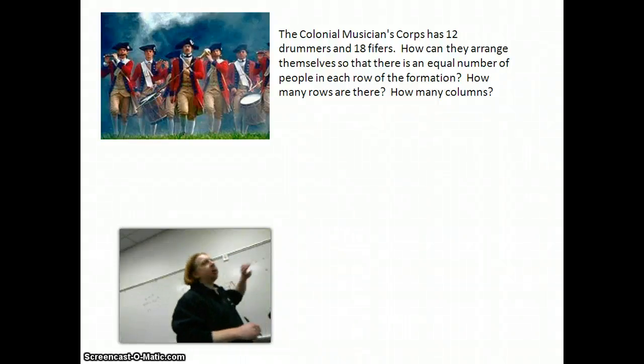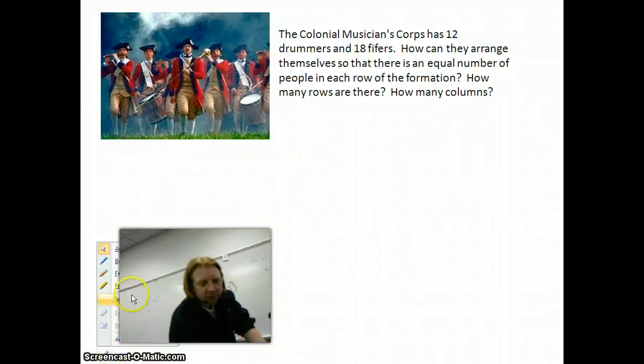So for this particular kind of problem, the goal is this. We've got two groups of guys. We've got the fifers and the drummers. The fifers play the fife. The drummers play the drums.